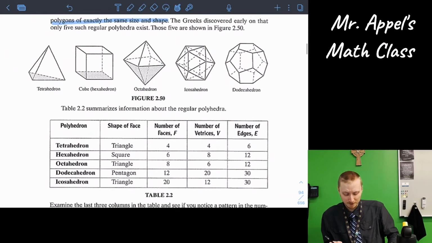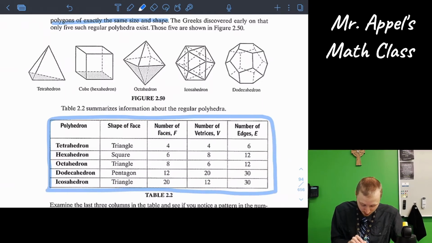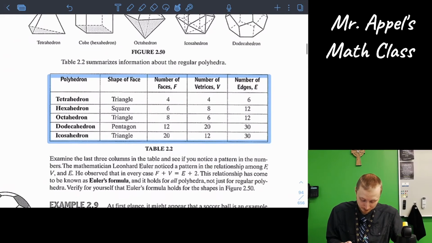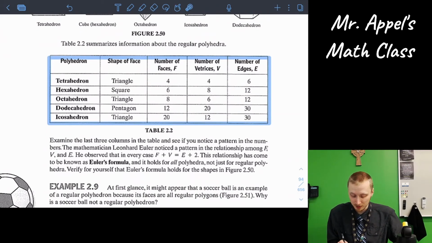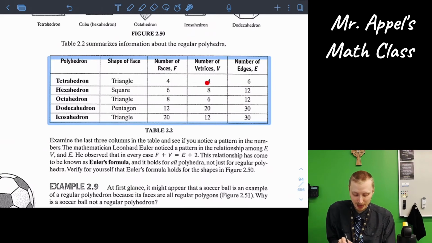Table 2.2 summarizes information about the regular polyhedra. This is good info, all right? This is some good stuff. Add this to your notes. Some interesting features here, right? The relationship between the number of faces, the number of vertices, and the number of edges in each one. So we count up faces, and notice what happens with the vertices. Okay, the tetrahedron matches the hexahedron and octahedron, aka cube and octahedron.